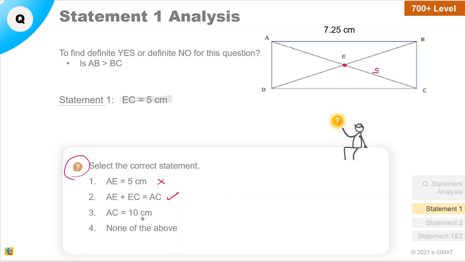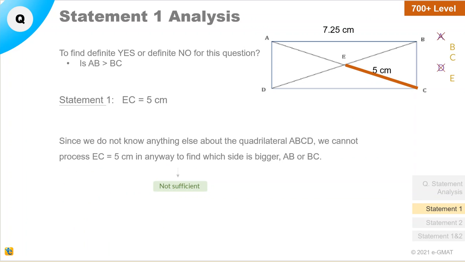Next thing says that AC is 10. I can't say that because I still don't know what AE is. So we know EC, but we don't know AE. And none of the above is out of the picture. So for us then, I hope you also marked 2 when you were doing this. Overall, what we can say here is that just because I know EC, I cannot say anything else about the entire diagonal. Since we don't know anything else about this quadrilateral ABCD, we cannot process this EC equal to 5 centimeters in any way and then take it forward to comparing AB and BC.